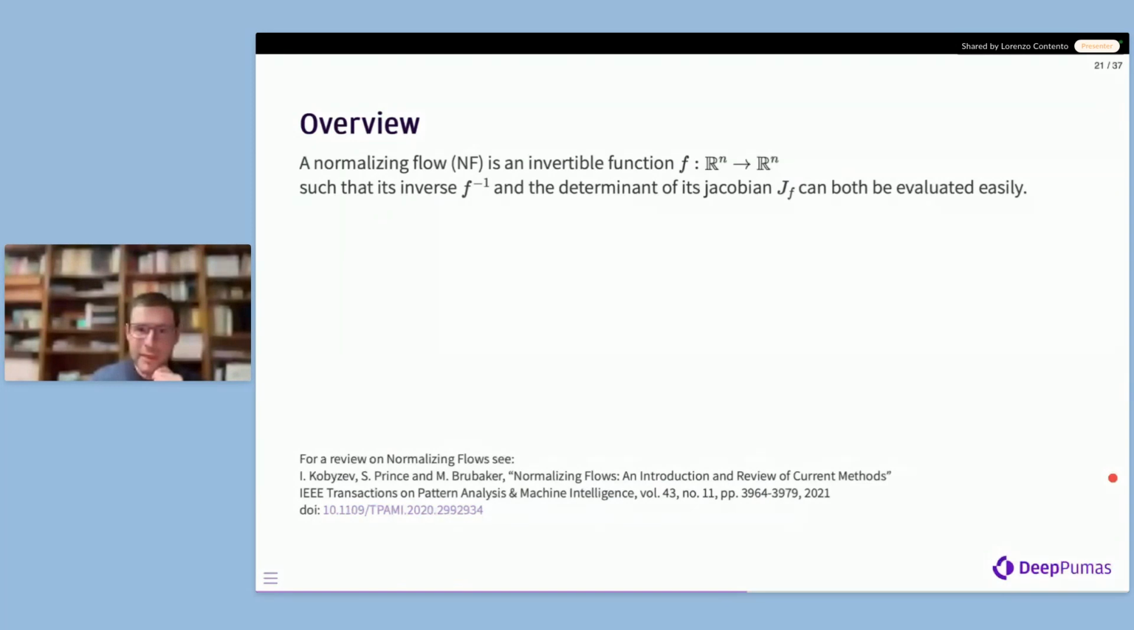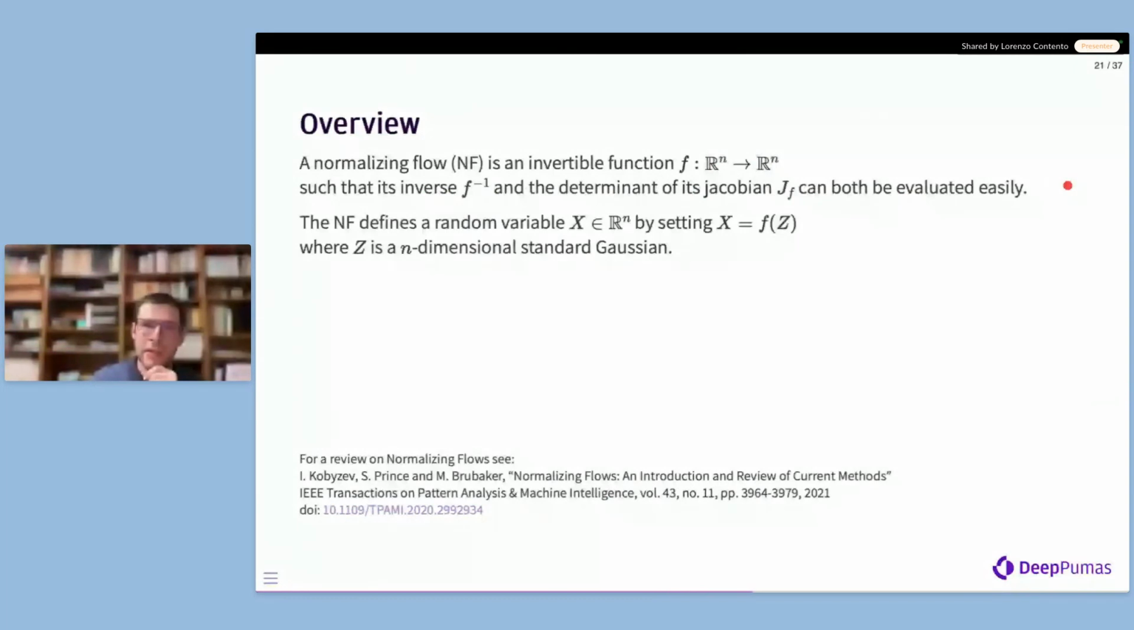In practice, in the case of normalizing flow, they are an invertible function from Rn to Rn that satisfies these two properties. It is invertible, and we can compute its Jacobian pretty easily. And then, once we have this function, we can use it to define a random variable. The way we do this is take z as an n-dimensional standard Gaussian and define the random variable x as the transformation of z using f.